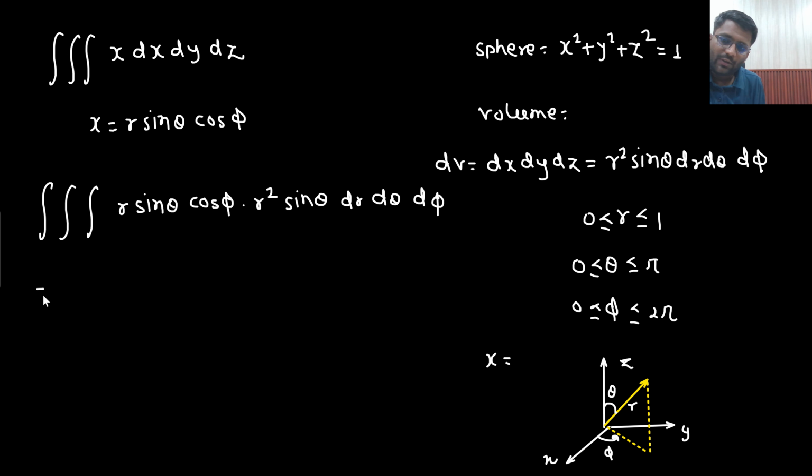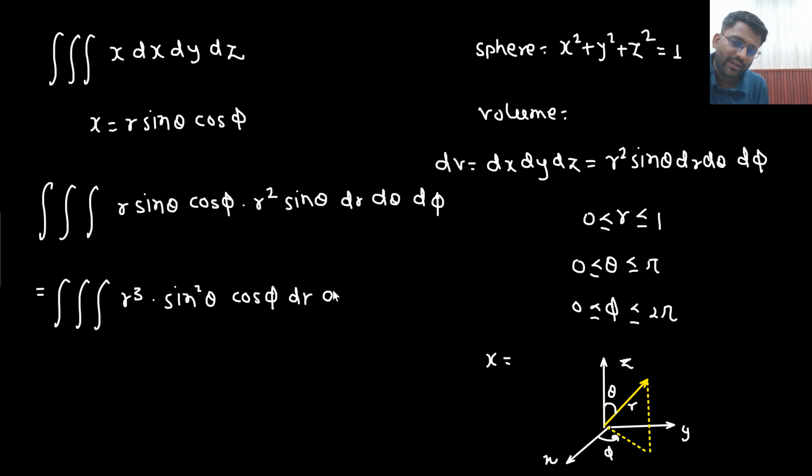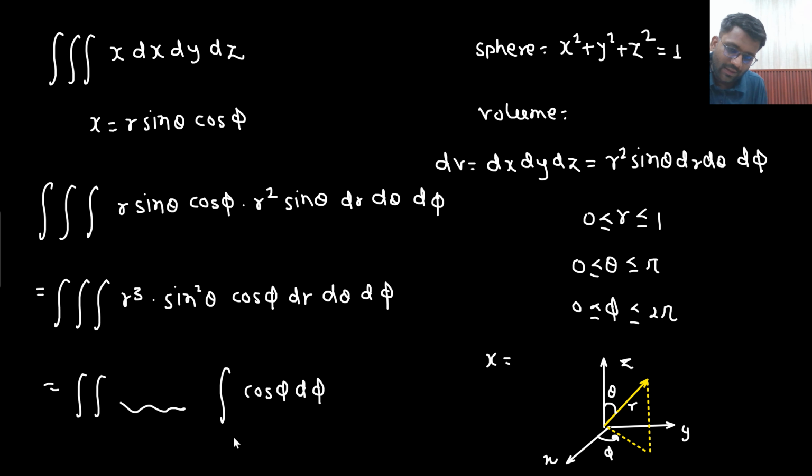Now I don't want to do anything. I don't want to calculate any limit. This will become r cubed, sin theta will become sin squared theta, and this will become cos phi, with dr d theta d phi. You calculate everything. I don't know what limits you use, but I know one thing: I calculate cos phi d phi with the limit of phi.